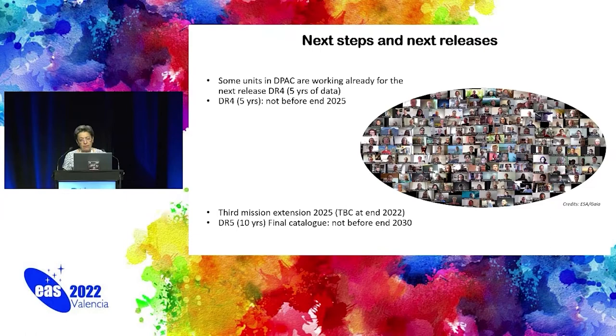In terms of operations, we will run out of fuel by 2025 as well. We are now approved for extension till that date, but it's a provisional approval, and we hope to have at the end of this year the confirmed approval for the extension and possible operations of Gaia till the end of the fuel, which could mean 10 years of data.